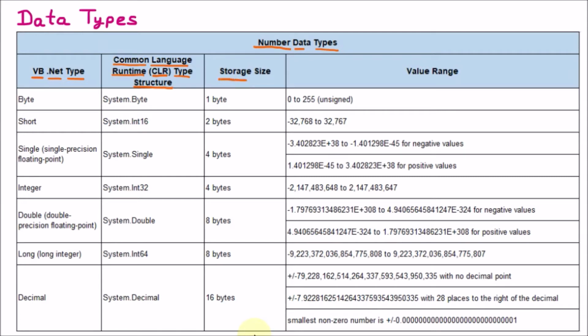Then storage size, means how much size this data type will take. Then is the value range, means starting from the first and going till the last, what will be the range of that. So now we are starting with the first data type. The first one is byte. If we talk about how this byte is stored inside .NET, then it is System.Byte. So that is the CLR type structure.